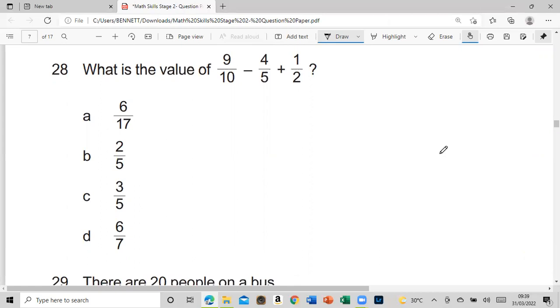Alright, to say what is the value of 9/10 minus 4/5 plus a half?